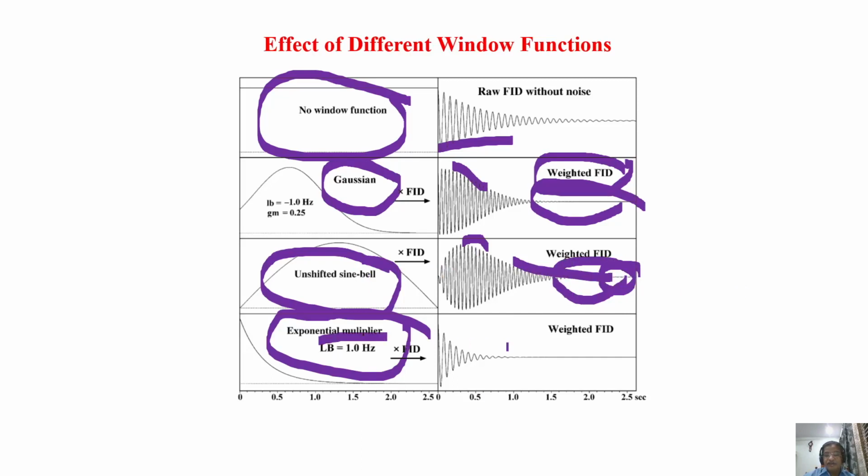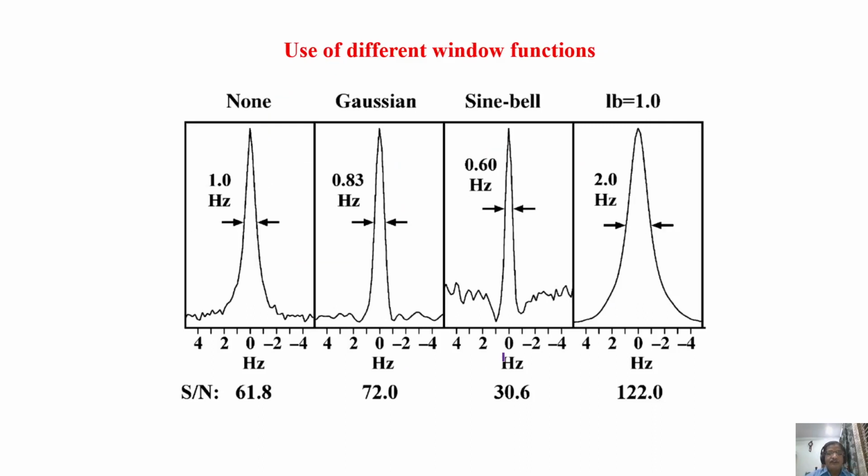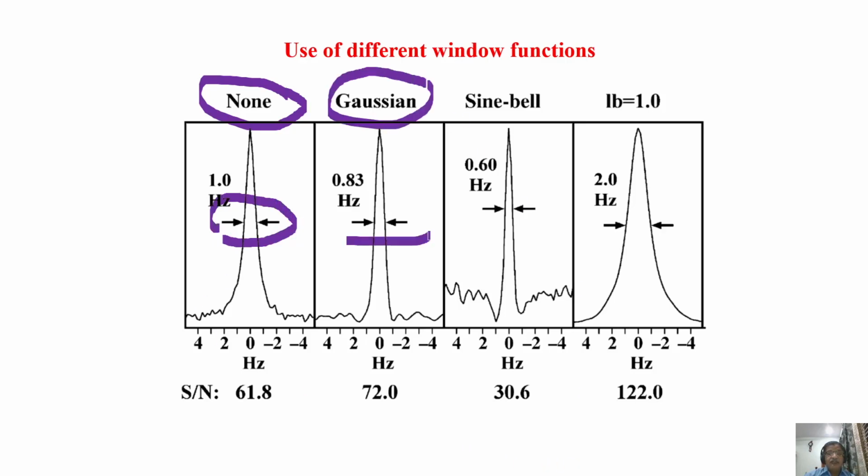If you use exponential multiplication, you will reduce the noise part here, but you are increasing the signal line width because the signal is decaying very fast. You can see the effect of all those things here. There is no signal, no window function, no line broadening, nothing. Let us say natural line width 1 hertz. If we use a Gaussian, I can bring down the line width. Okay, you see the line shape is much better.